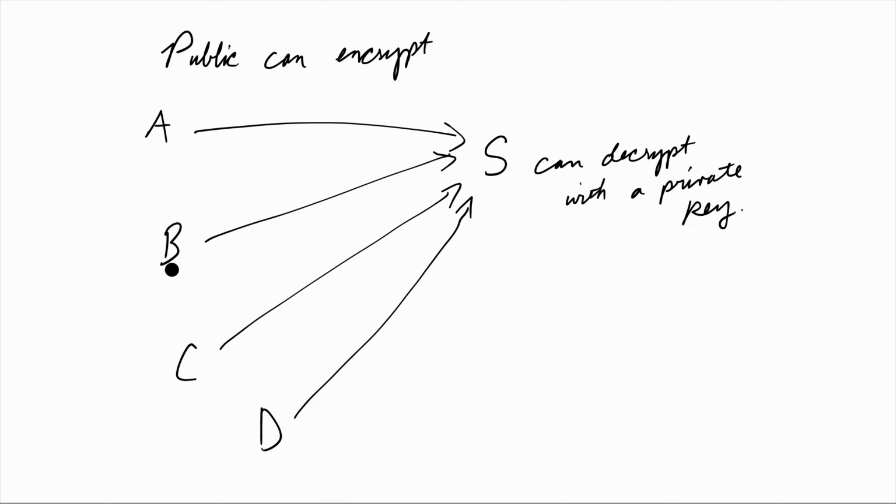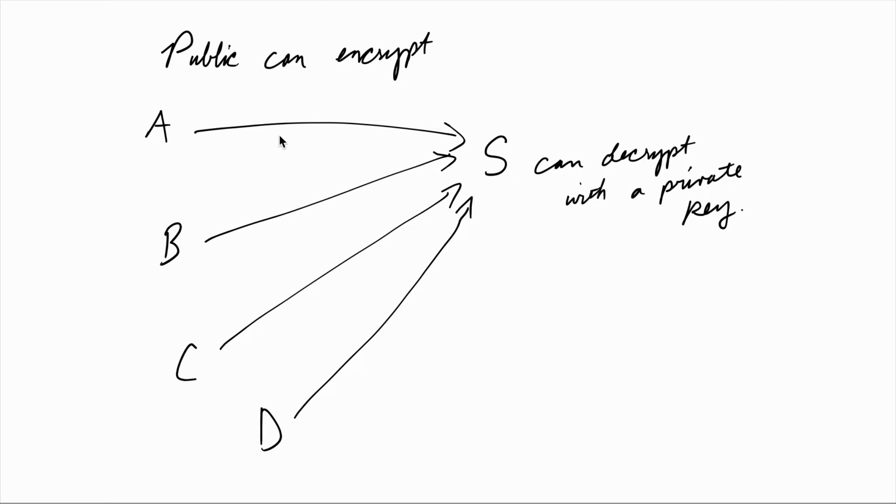Suppose A, B, C, D are different people, and they can encrypt a message and send it to a place over here, S we'll call it, and over here the message can be decrypted with a private key. So this key is known only at this location, and yet everyone here can send messages securely to this one place in particular, so that if the message is intercepted, no one can decipher it because they don't have the private key.